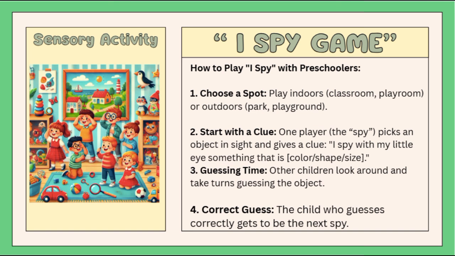Next, guessing time. Other children look around and take turns guessing the object. If needed, the spy can give more hints, for example, it's something you wear. Correct guess: the child who guesses correctly gets to be the next spy.